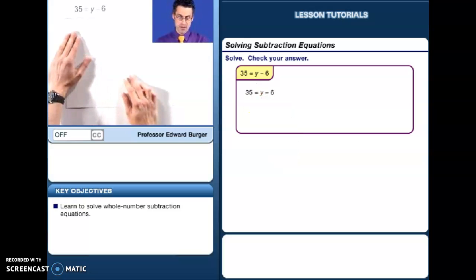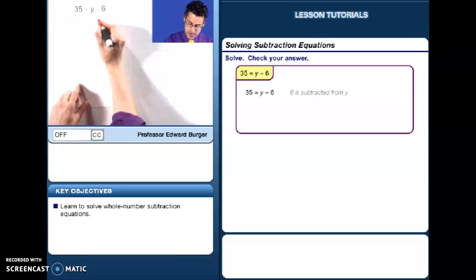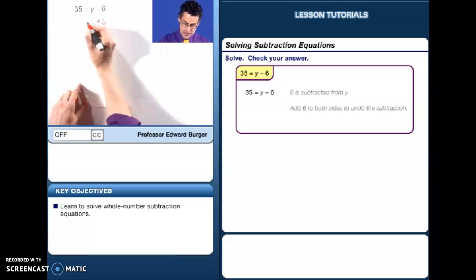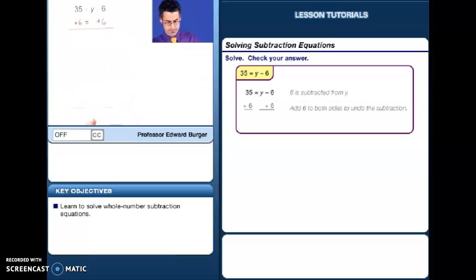All right, so what do we have to do here? Well, what I want to do is I want to have y all by itself. 35 equals y minus 6. How do I undo the minus 6? I add 6 to both sides. Both sides, because I want to keep these scales perfectly balanced.